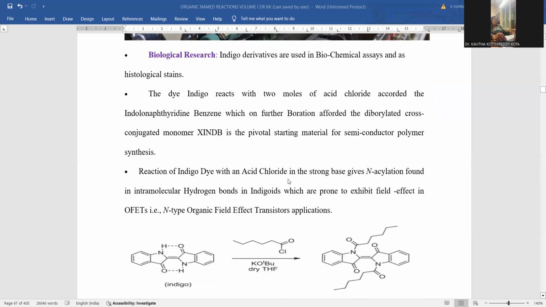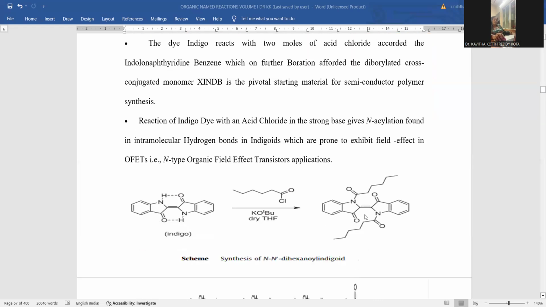Reaction of indigo dye with acid chloride gives rise to a strong acylation. You can clearly observe whatever indigo is taken and added with acid chloride in the presence of potassium tert-butoxide, which is a strong base, and there is N-acylation. Whatever N-acylation product is generated has field effect transistor applications. This is the material chemistry application in the field of electronics. Transistor applications are also accomplished by the N-acylated product.